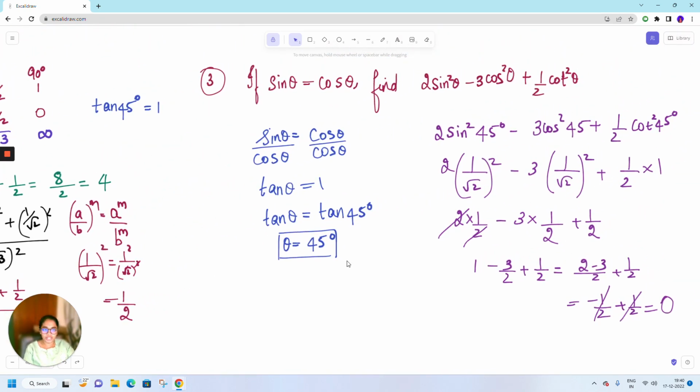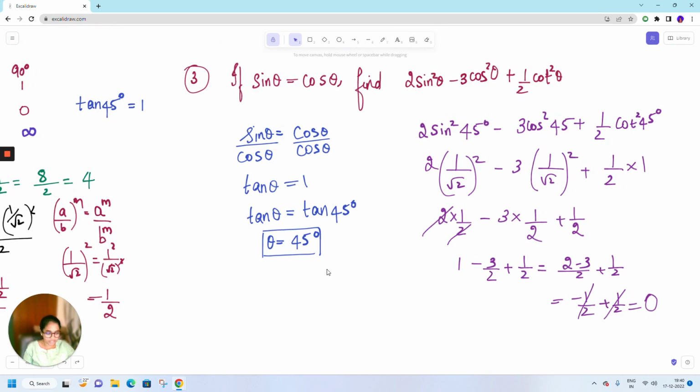Okay, observe in the third one, they had given us sine theta is equal to cos theta. When I applied, we know that sine theta by cos theta is 1. So I divided on both the sides by cos theta. And we got theta is equal to 45 degree. Why? We know that the value of 1 is tan 45. So I substituted that and I got theta is equal to 45. And for the remaining question, I applied the value of theta as 45.